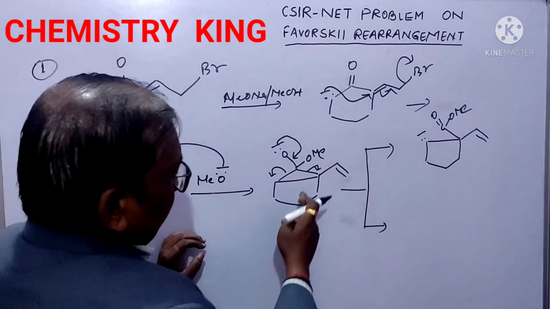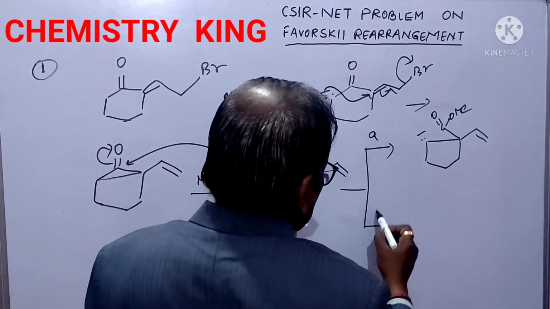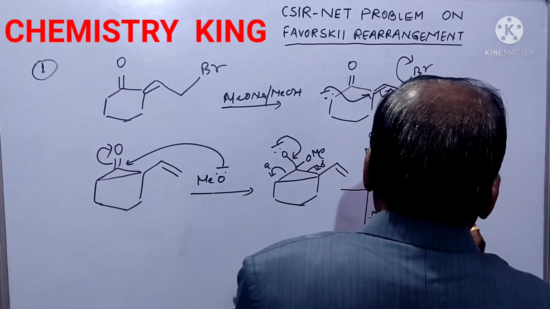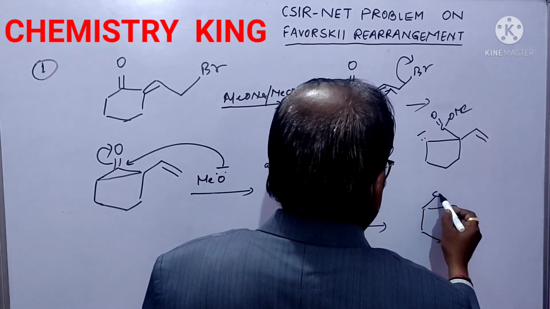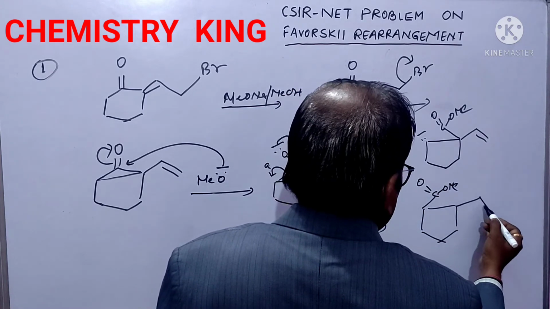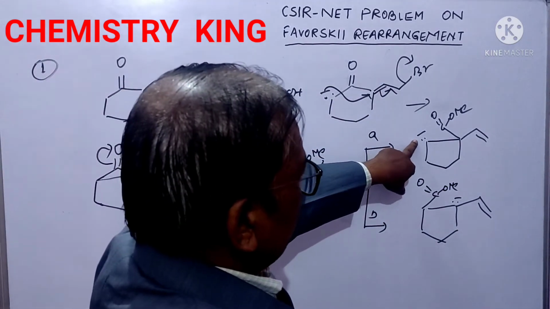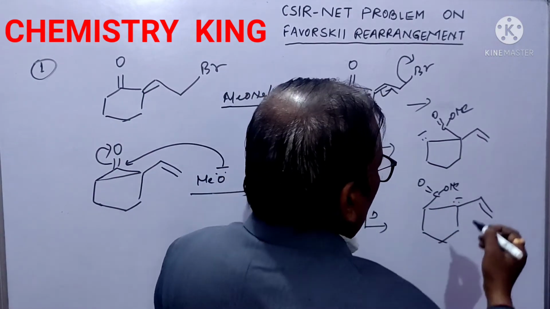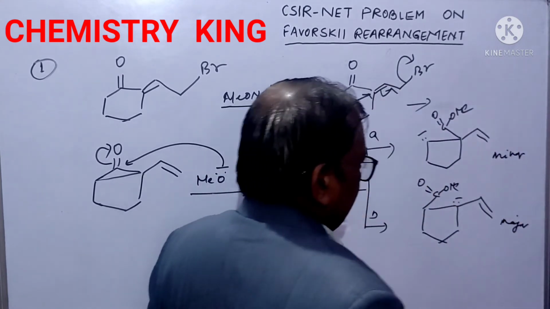Clear? Suppose this bond is path A and this is path B. Now, suppose this bond breaks. This gives C double bond O, OMe, and the minus charge is here. Friends, this minus charge is not in conjugation with this, while this minus charge is in conjugation with this, so it will be more stable.